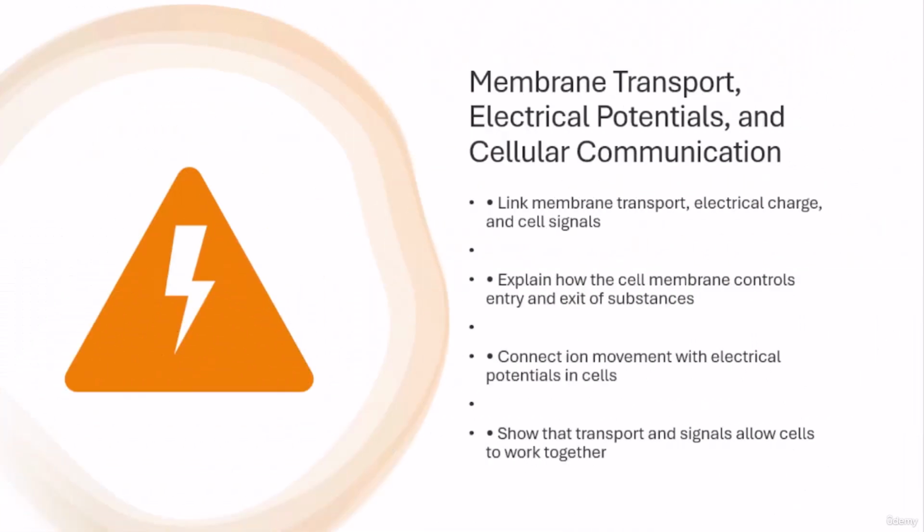When we talk about how cells work, we usually start with the membranes because the membranes control what enters the cell and what leaves the cell. And this control decides how the cell behaves. And once we understand how substances move across the membranes, it becomes easier to understand why cells have electrical charges and how they send signals to other cells.